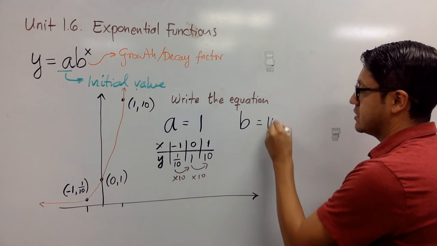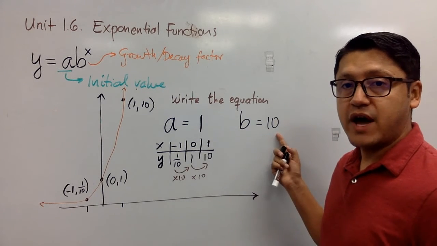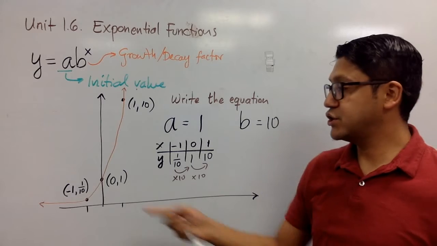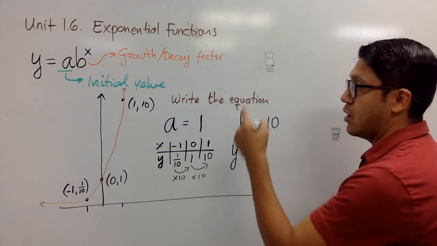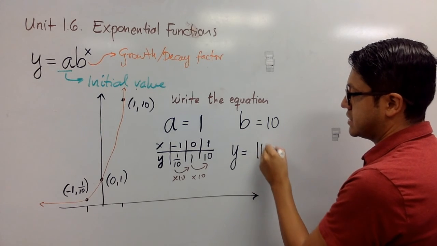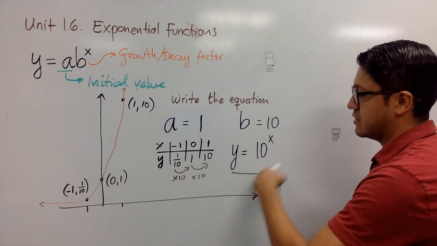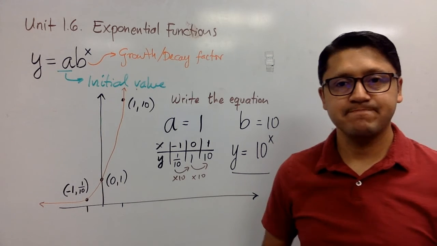So I found it. Now that I have these two values, I can now write the equation of this function, which is y equals 1 multiplied by 10 raised to the x value. And that's it. Okay? That's all.